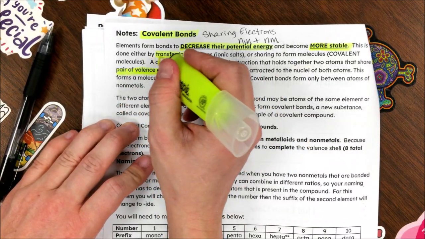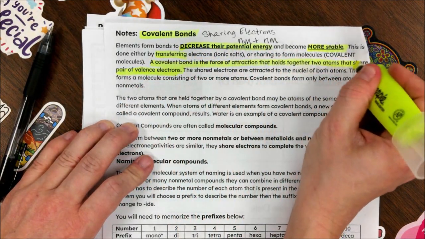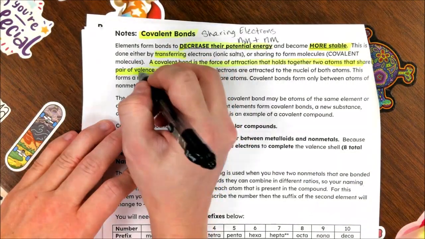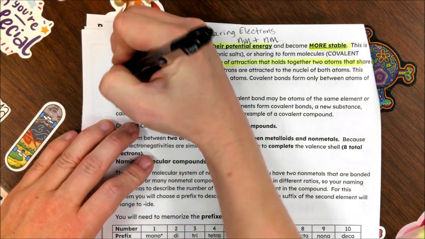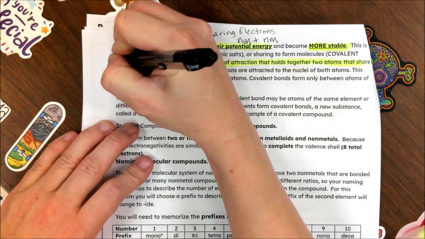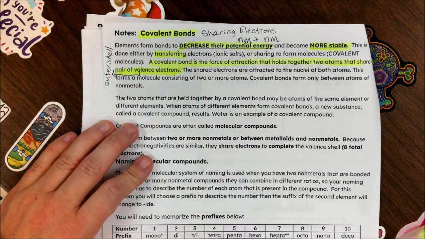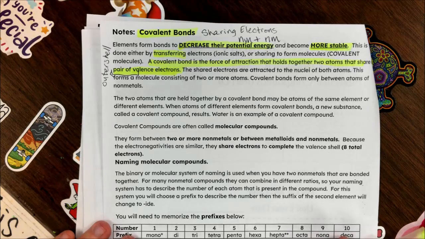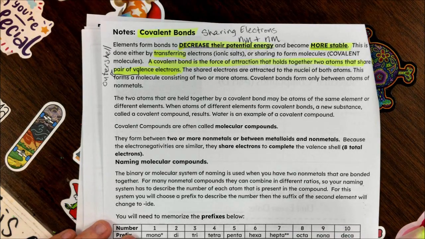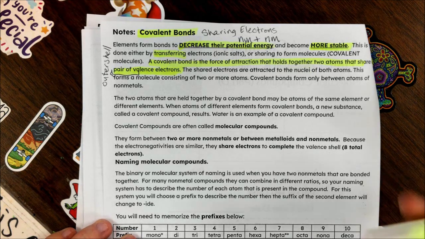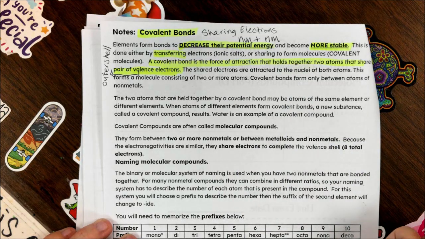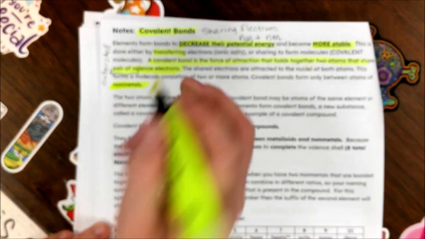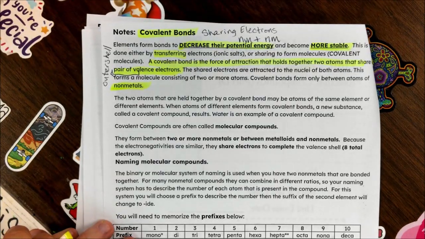Remember that your valence electrons are going to be the electrons that are found on the outer shell. They're going to be on the very outside. The shared electrons are attached to the nuclei of both atoms. This forms a molecule consisting of two or more atoms. Covalent bonds can only form between atoms of nonmetals. So once again, we see that it's a nonmetal with a nonmetal.